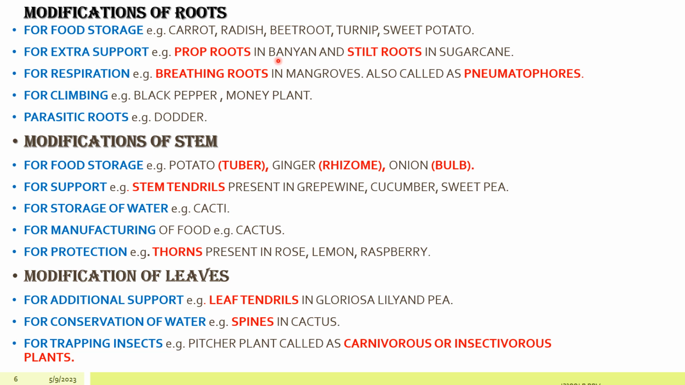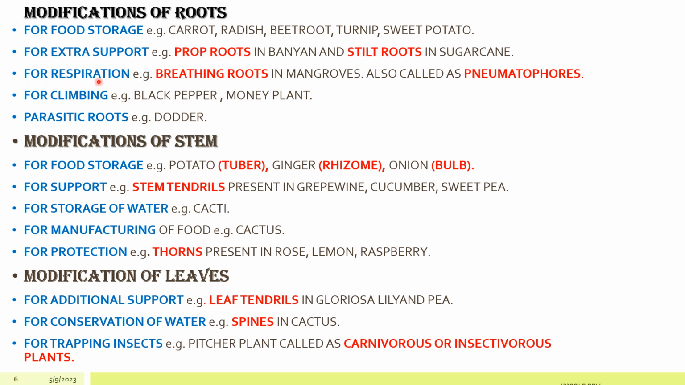Banyan में आपने देखा होगा कि because it is a very bushy plant, very heavy plant, so some root-like structures they come from the bushes and go towards the soil. These are called prop roots, which give extra support. Stilt roots, also in sugarcane, you must have seen the bottom part of the sugarcane. Some extra stem-like structures grow and get into the soil to give extra support to sugarcane. These are called stilt roots.